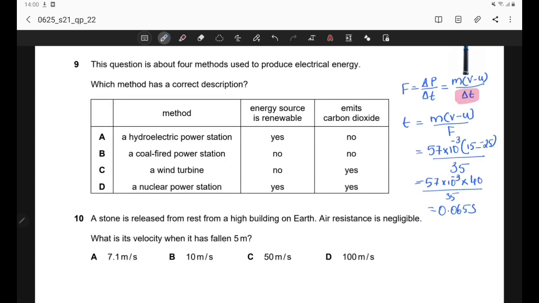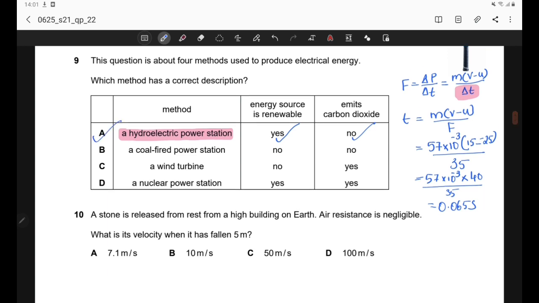Question 9. This question is about 4 methods used to produce electrical energy. Which method has a correct description? Option A, hydroelectric power station. It is an energy source which is renewable, and that is correct. Does it emit carbon dioxide? No, it does not emit carbon dioxide. So both these descriptions are correct about hydroelectric power station. So option A is correct.